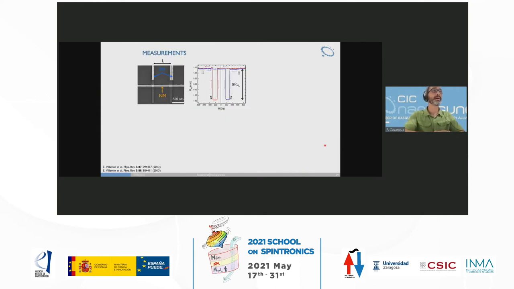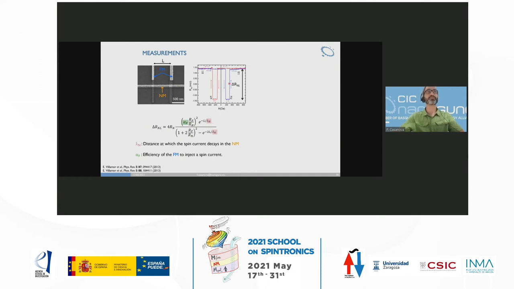But now, we go back to the measurement. We have the spin signal, and we want to get information out of it. How is the spin injection? How is the spin transport? How can we do this? If we look back at the equation, that's the equation for the transparent case, there are two relevant parameters here. One is the spin polarization. We would like to know this. And the other one is the spin diffusion length of the normal metal, okay?